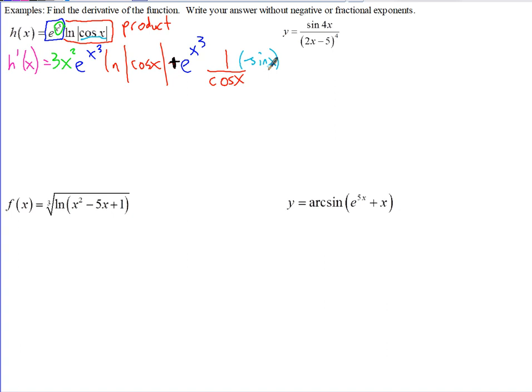And there's just a little simplifying we can do here. Notice both of these have an e to the x cubed, so you could factor that out as a GCF first, a little simpler. And what we'll be left with is 3x squared, natural log absolute value of cosine x. And then here, notice this negative you can bring out in front, so it becomes minus instead of the plus there. And then we already factored out the e to the x cubed, so then we've got sine over cosine, or you could simplify that to just be tangent. So that would be our derivative for h prime of x.